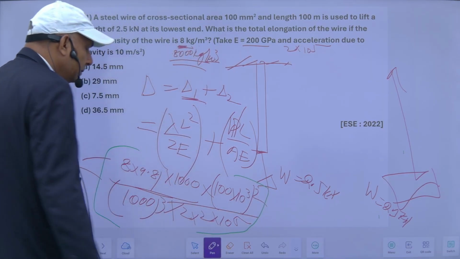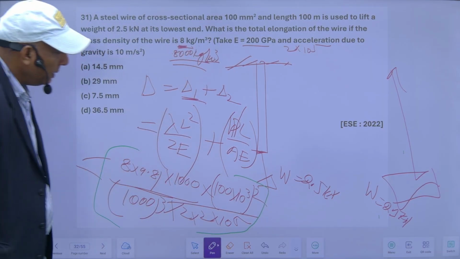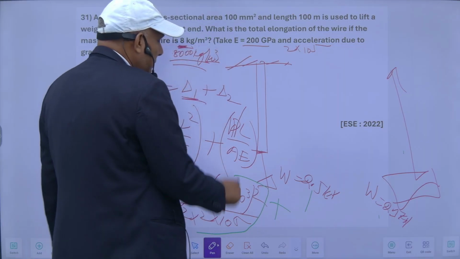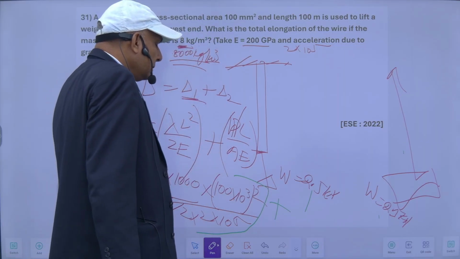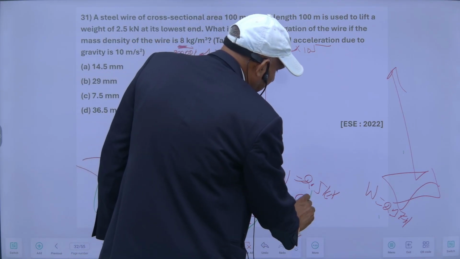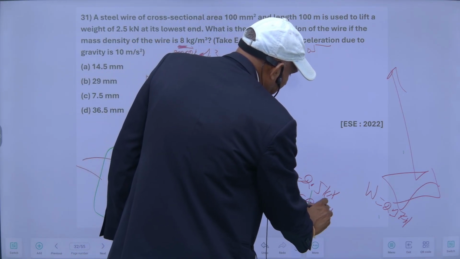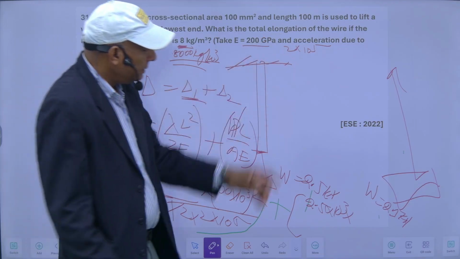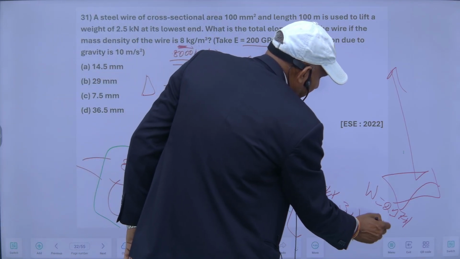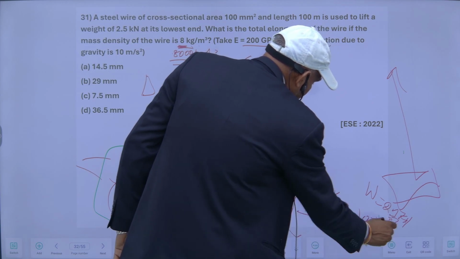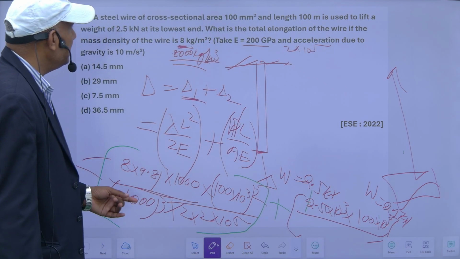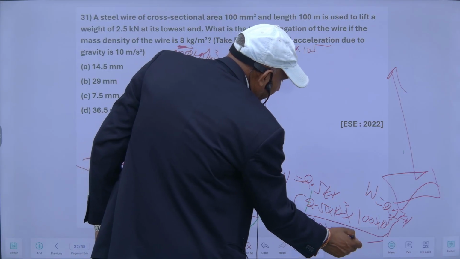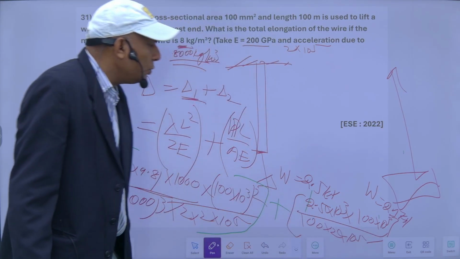So this is part 1, elongation due to its self weight, plus elongation due to this external weight W, WL upon AE or PL upon AE, whatever you can say. So this will be 2.5 kilonewton, this is in Newton, into length is 100 m again. So 100 into 10 raised to the power 3 is in mm. This is PL upon AE. So area of cross section is 100 into Young modulus of elasticity. So this will be delta 2.